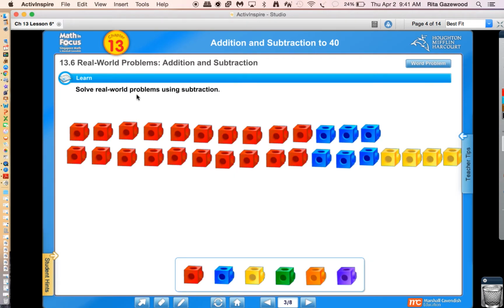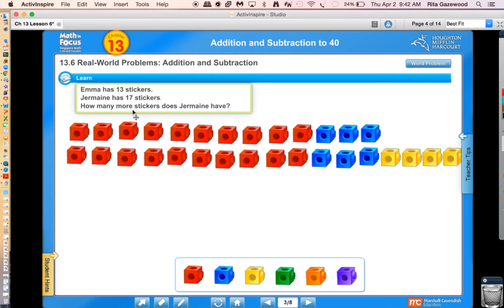We're going to solve real-world problems using subtraction. This problem is a problem we call subtracting to compare. So we're going to start with the problem. Emma has 13 stickers. Jermaine has 17 stickers. How many more stickers does Jermaine have? So we're not really taking anything away, but we're comparing. And in order to find the difference, we're going to use subtraction. And with subtraction, we always begin with the greater number.